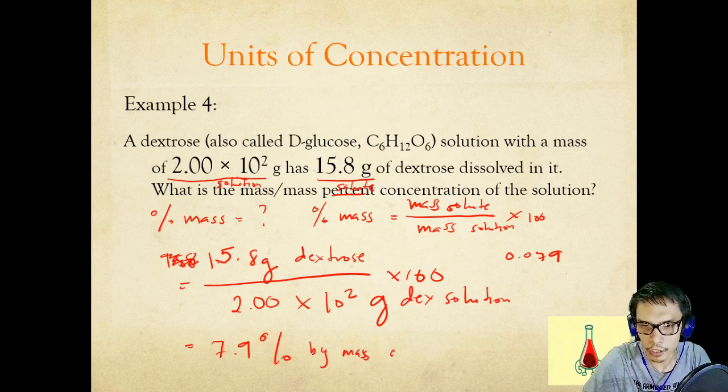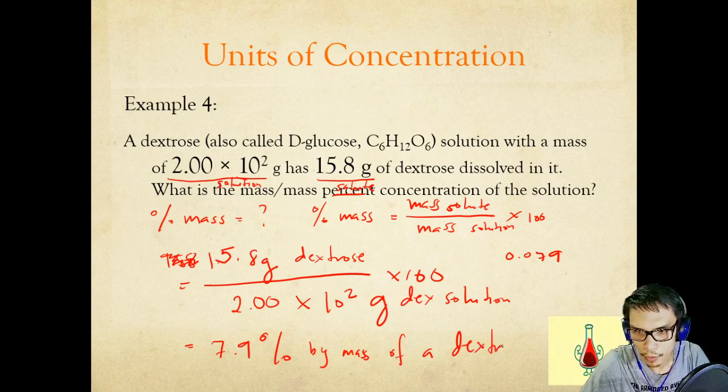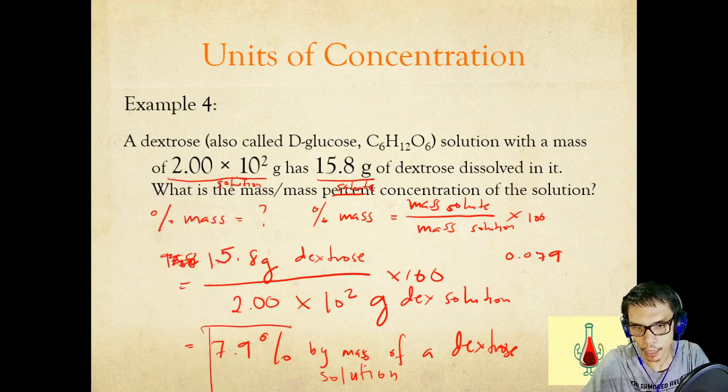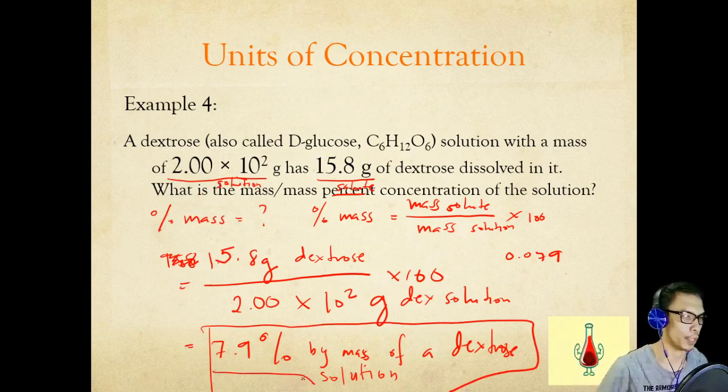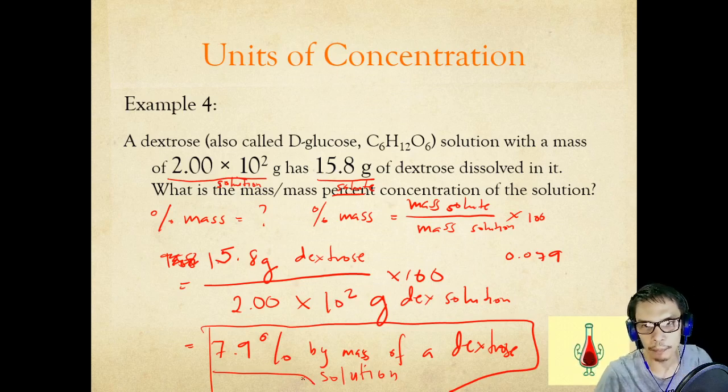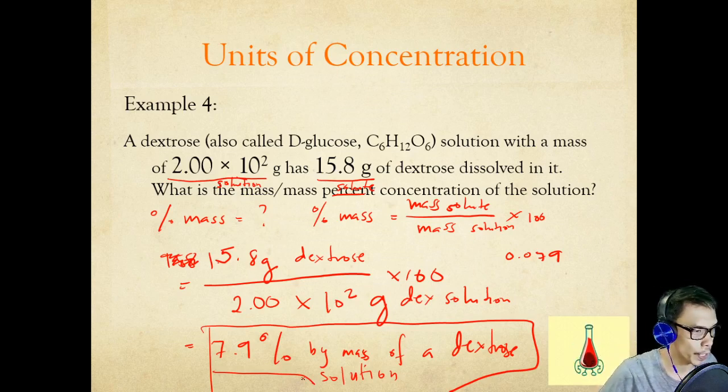So percent by mass of a dextrose solution. So this is the answer here: 7.9% by mass of a dextrose. This is the percent by mass of a dextrose solution. So that is example number 4.